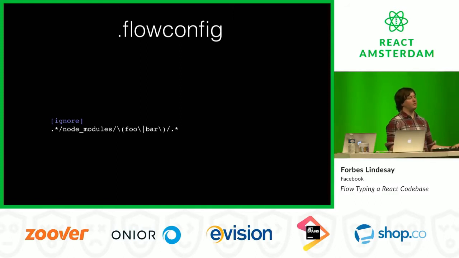By default, Flow will run across all of the node modules, all of the third-party code, as well as your first-party code, as well as the code you've written.